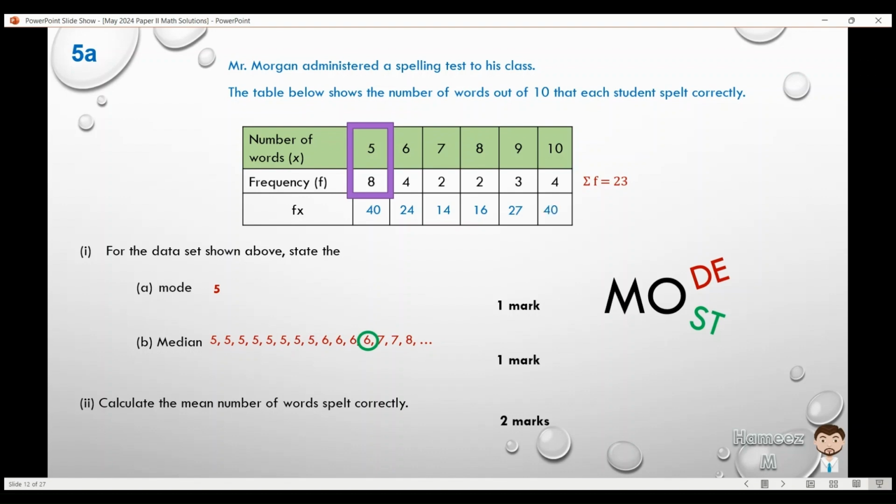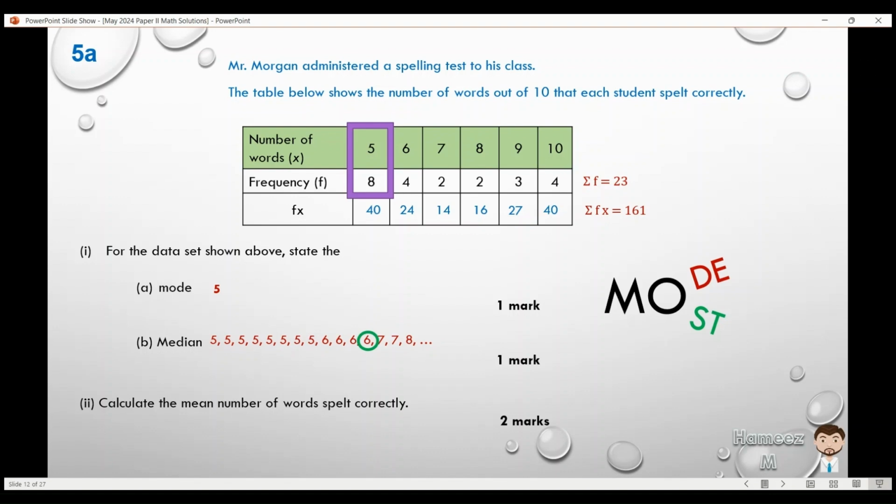So how many words were spelled correctly in total? It would be 40 words plus 24 plus 14. So that's 64 plus 14 is 78. 78 plus 16, 94, and 27 and 40. So that total is 161.